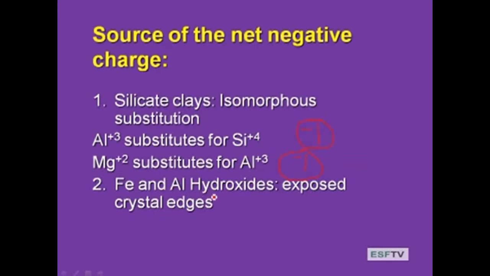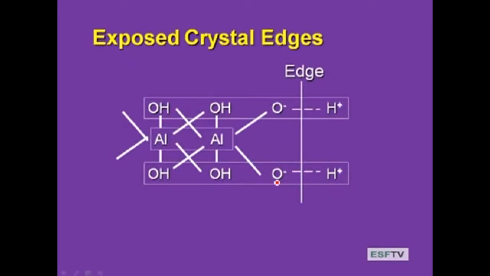So the reigning paradigm for the source of that net negative charge in the iron aluminum hydroxides: exposed crystal edges. So what does that mean? Well, it means exactly what it says. If you visualize these covalently bonded aluminum oxide hydroxides, and you get these edges and you get some breakage, you have H+ dissociation. Okay. So here it is, H+.